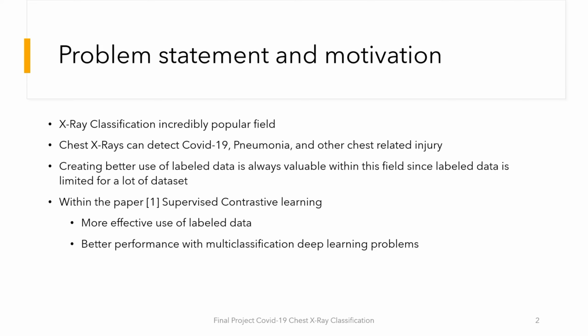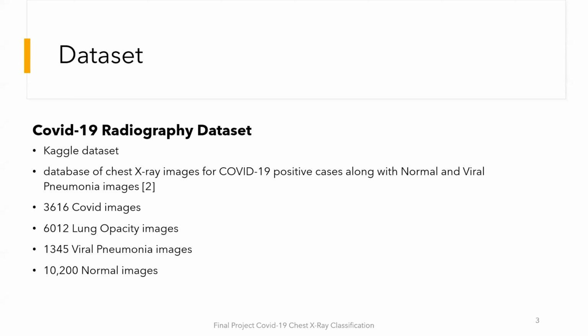So the dataset I'm going to be using is the COVID-19 radiography dataset, and this is based off of Kaggle. This dataset consists of chest X-ray images for COVID-19 positive cases, along with normal and viral pneumonia. And here on the slide we can see the split for all the different classifications. There are 4 total classifications: COVID, lung opacity, viral pneumonia, and then normal. And here we can see the differences in the number of images.